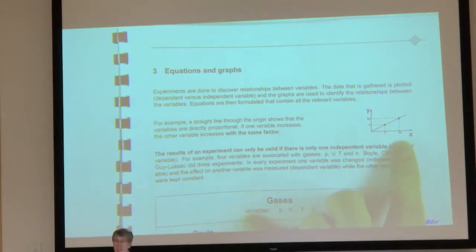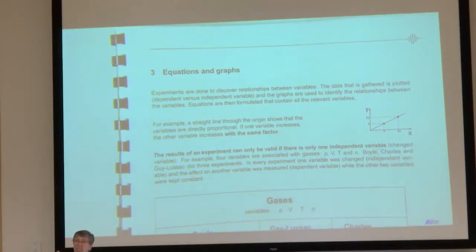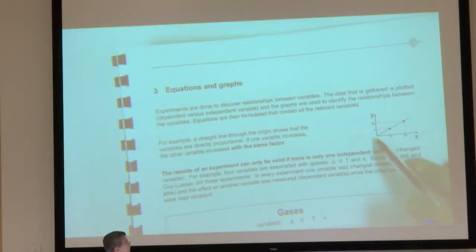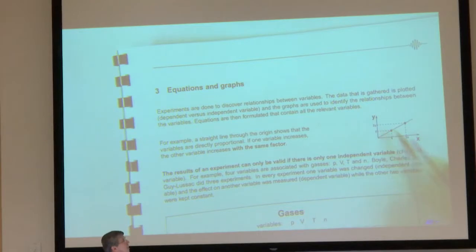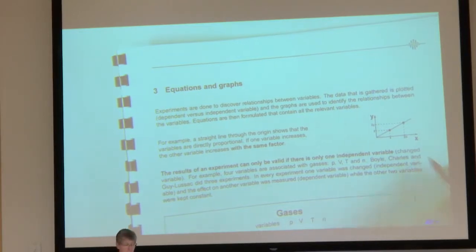And then we look at that graph, and that graph is going to tell you what the relationship is between the two. So for instance, you look at this one. This is a straight line through the origin. If you get a straight line through the origin, we say they are directly proportional, right? Directly proportional. What does that mean?